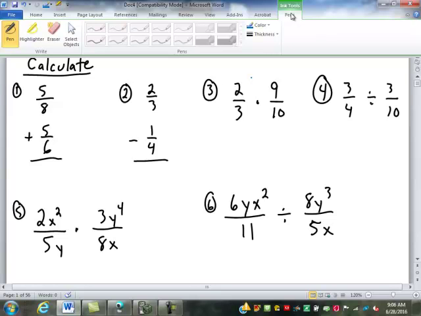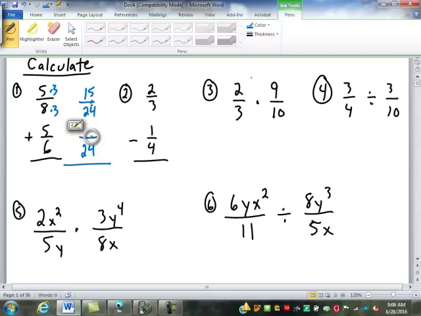So for 1 and 2 here, we are adding and subtracting. So for both of those, we must have the same name or common denominator. So for number 1 here, we have 6 and we have 8. Our common denominator is going to be 24. What's this going to become? 15. Very good. 8 times 3 to make 24. So we have to do 5 times 3, which will give us 15.